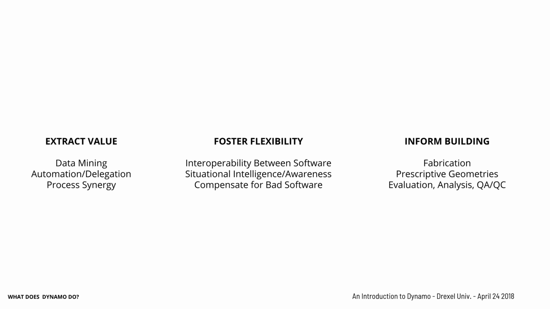And then last but not least, we can inform our building process. We can analyze things for fabrication. We can prepare them for fabrication. We can QA, QC, all kinds of things, whether it's drawings or geometry. And we can really be better about descriptive or prescriptive geometries and be more precise about what we mean when we send those out to the field.